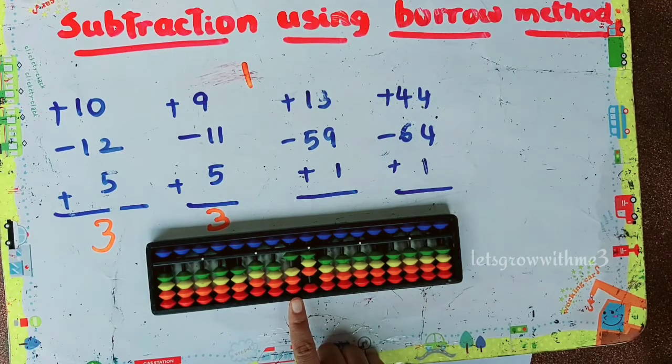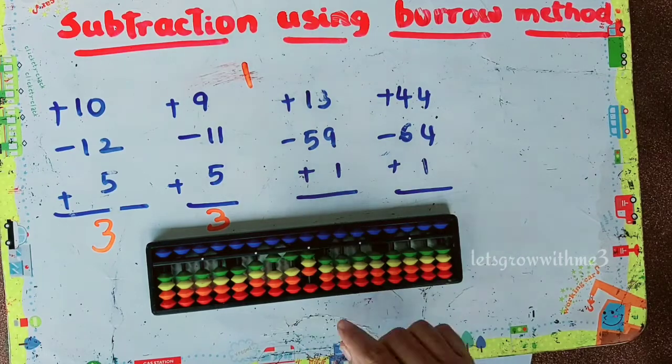So let's solve the next question. 13 minus 59. How to subtract 5? We don't have beads.